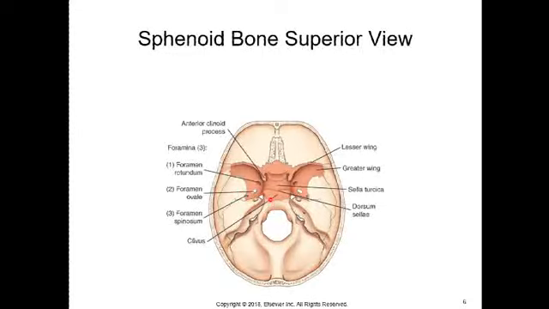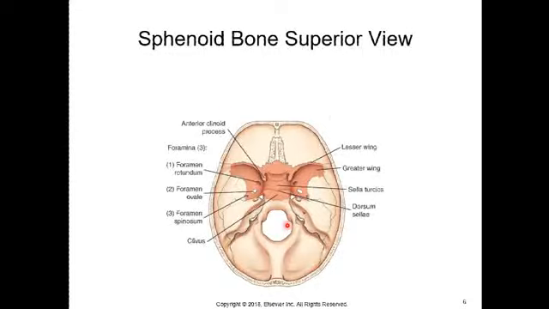And then you've got your clivus. This is your dorsum sellae, the sella turcica, and this is where your pituitary gland would sit. And then you've got your anterior clinoids. You have two of them. You can see the lesser wing is up top, your greater wing is down here. And that's just looking down again into the sphenoid.